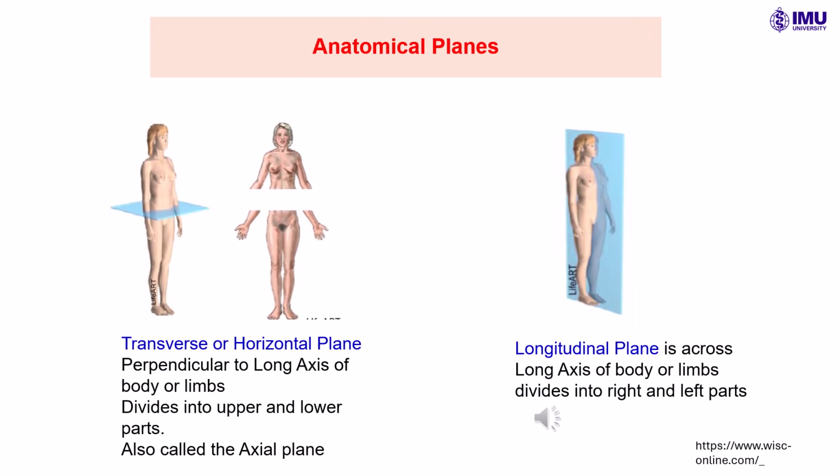Anatomical planes. As you can see in the left-sided picture, the transverse or horizontal plane divides the body into upper and lower parts. It is perpendicular to the long axis of the body. This plane is also called the axial plane. As you can see in the right-sided picture, the longitudinal plane is across the length of the body and divides the body into right and left parts.